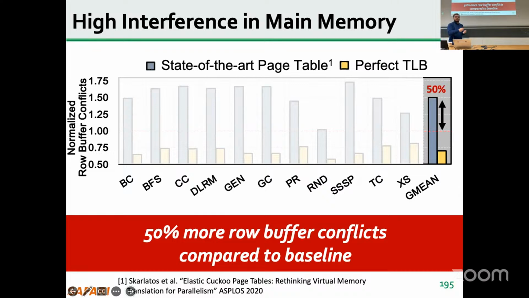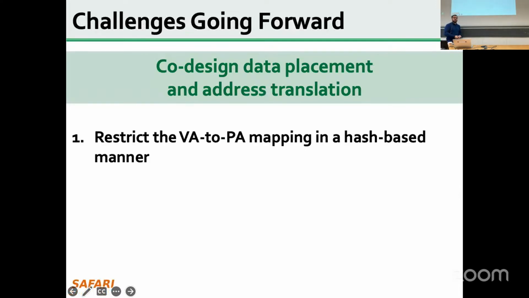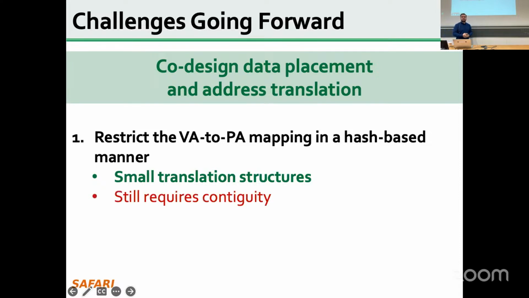So it's not only about the performance you're getting out of it, it's also about what you're causing to the system. Another challenge, we can co-design data placement and address translation. As I said before, we can restrict the virtual address to physical address mapping. And as I said, this leads to much smaller translation structures. But we need the contiguity because the segment in Utopia, the restrictive segment, needs to be contiguous. We cannot hash anywhere we want, right?